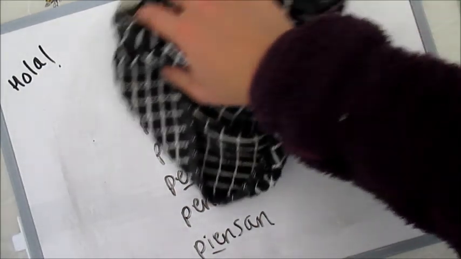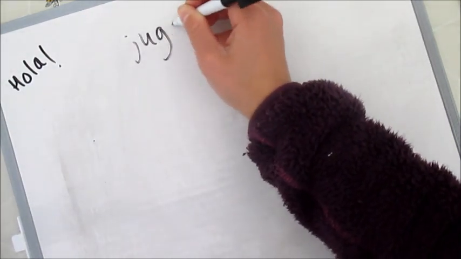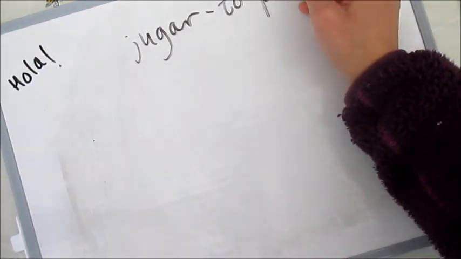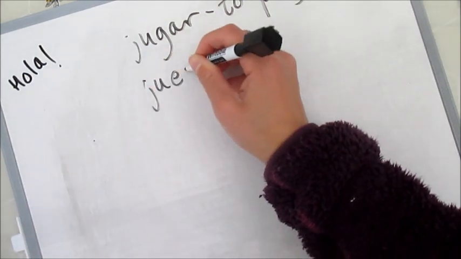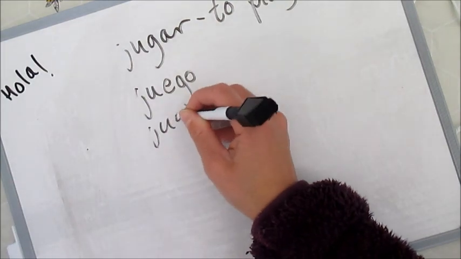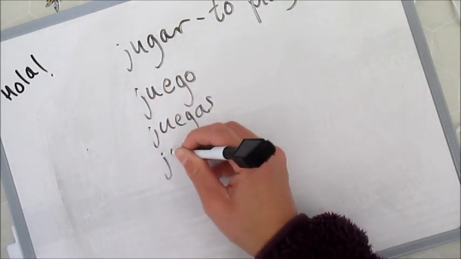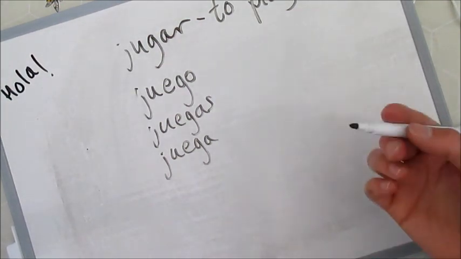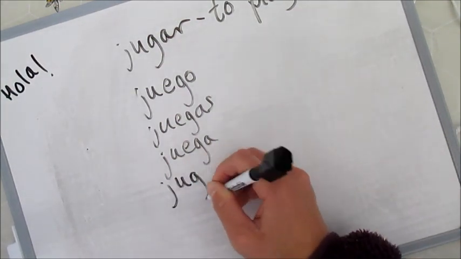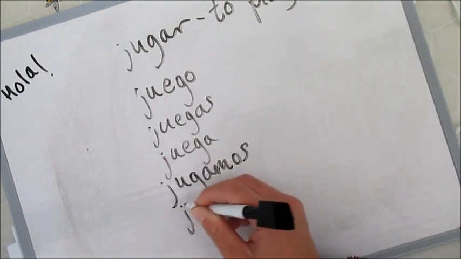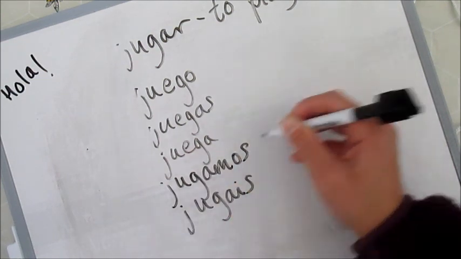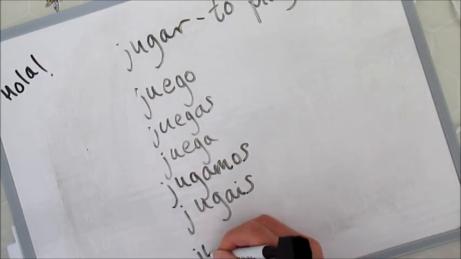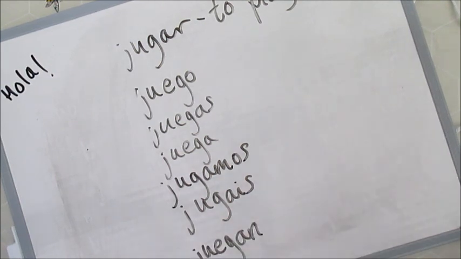Okay, then the final one, which is useful, is jugar. So that means to play. And again, you'll probably know that juego means I play. Then we've got juegas, you play. Juega, he or she plays. Then again, the we form, you might be able to guess what's going to happen. Jugamos. Jugáis is you all play. And then they play is juegan.